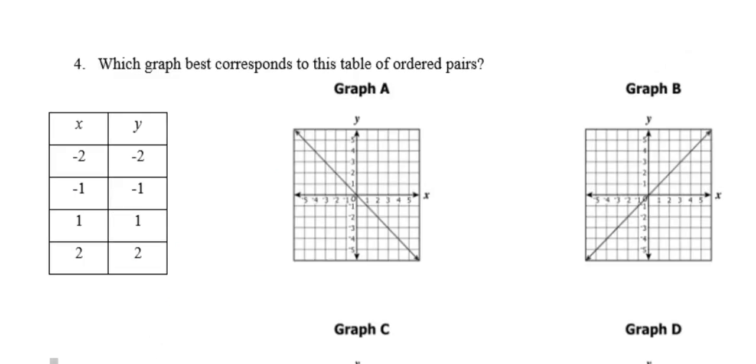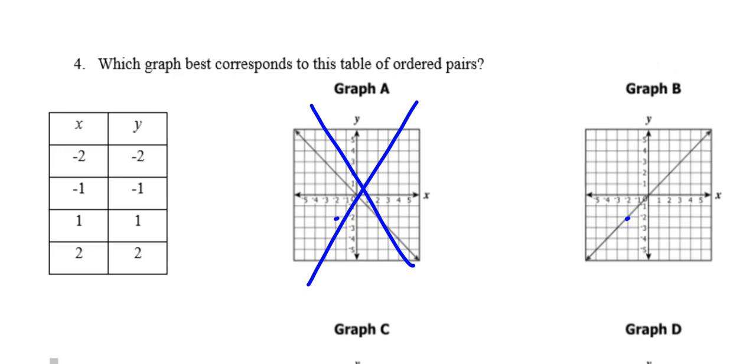Okay. Which graph goes with these ordered pairs? Kind of the same thing. So I'm going to be looking for these points on the graph. So negative 2, negative 2. Let's see if it's here. Nope. So it's not A. Negative 2 on B. Okay, it's here.